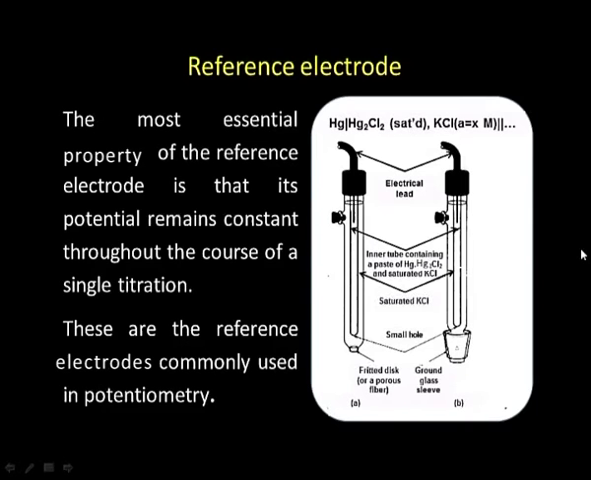Let us now consider the reference electrode. The most essential property of the reference electrode is that its potential remains constant throughout the course of a single titration. Here you can see we have Hg2Cl2 which is saturated, and KCl. This is saturated KCl, or the saturated calomel electrode.